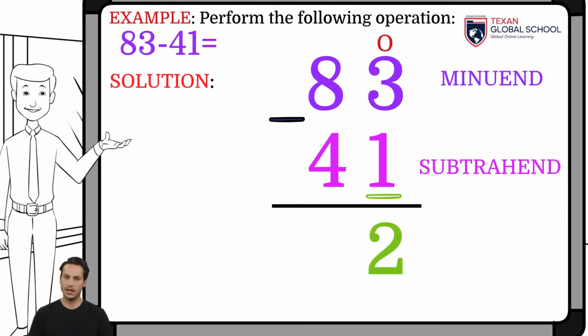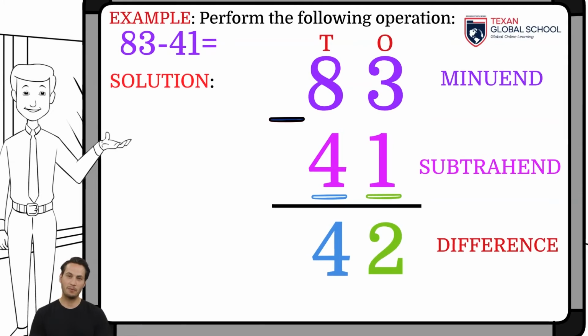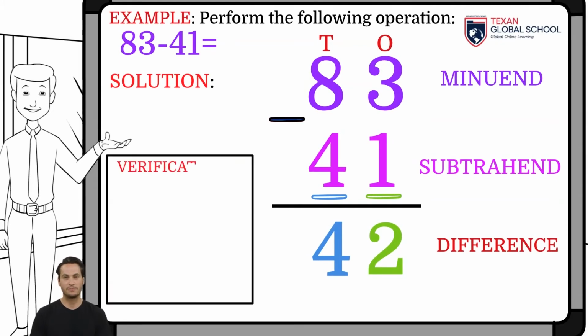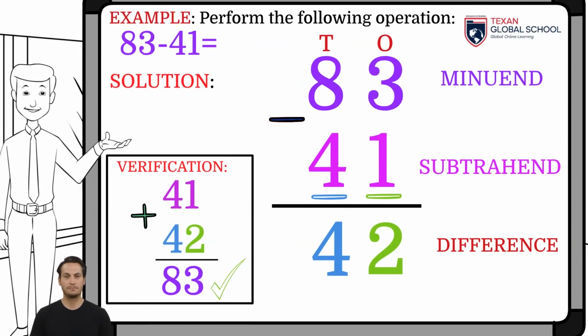So, 3 minus 1 is 2. Now, we'll subtract the tens. Hence, we have 8 minus 4 results in 4. Therefore, 83 minus 41 equals 42. We can verify this operation by adding the subtrahend 41 to the difference 42. If the operation was performed correctly, the result would be the minuend 83.